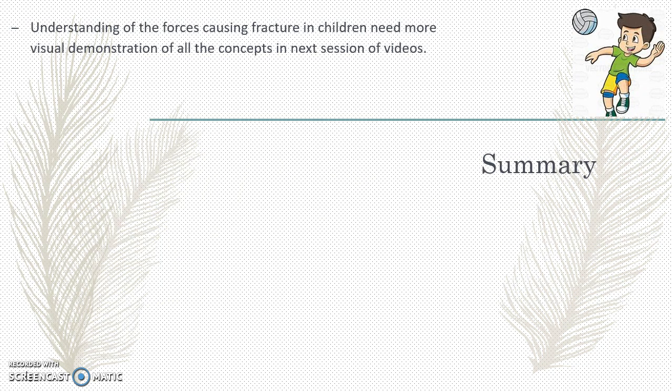Understanding of the forces which are applied to the pediatric bone and result in the different failure patterns, plastic deformation, the elastic deformation, and how the green stick fracture occurs is demonstrated in the next session of the video, which demonstrates on a plastic pipe as well as on the green stick, the different failure patterns which are commonly seen in pediatric bone.